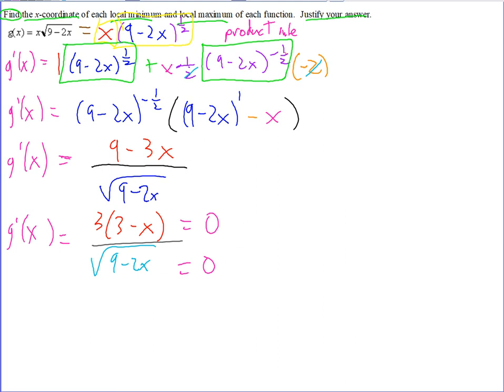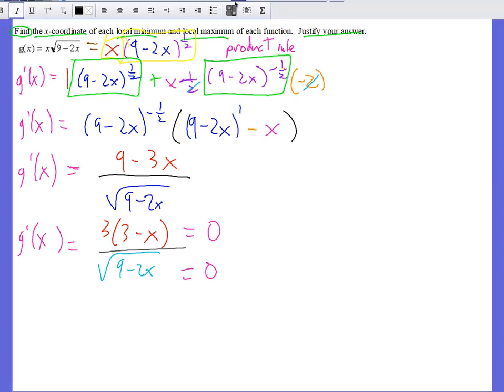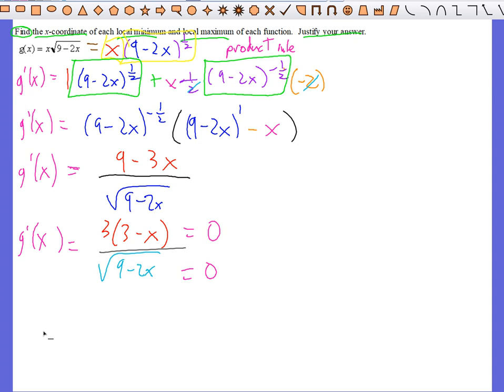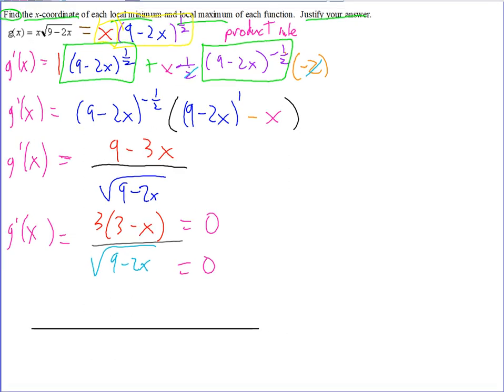And let's draw our number line. 3 from the numerator. And if you set 9 minus 2x equal to 0, you would add the 2x over and divide by 2, so you get 9 halves. Those would be our two critical numbers. 3 came from the numerator being 0, 9 halves came from the function being undefined.